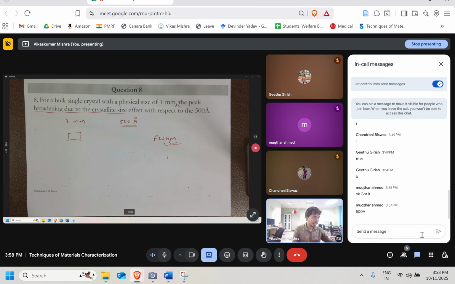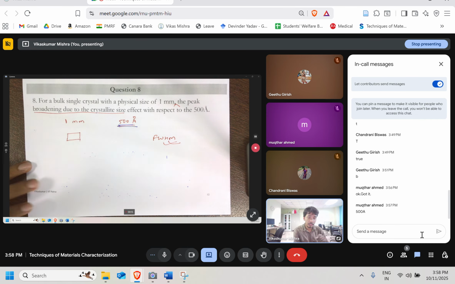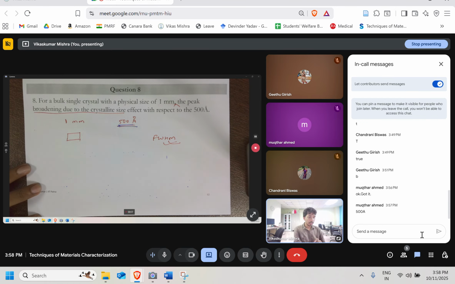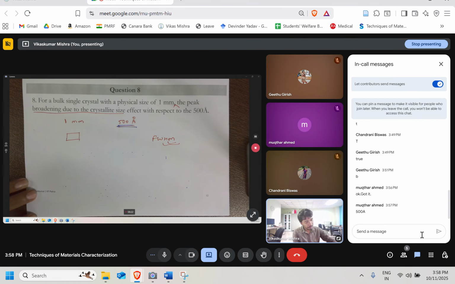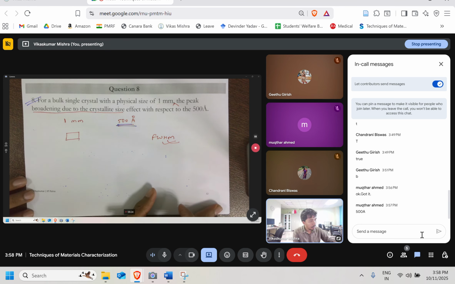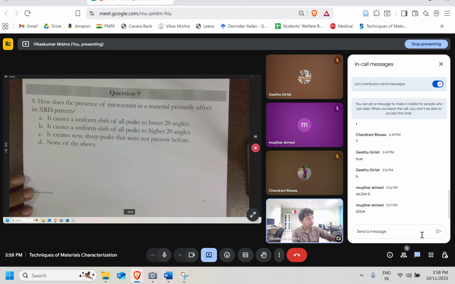Yeah, very good, Ahmed. That's right. In the 500 Angstrom case, the crystallite size is smaller, so the broadening will be more. Okay, very good. So with that, let's go ahead to the next part.